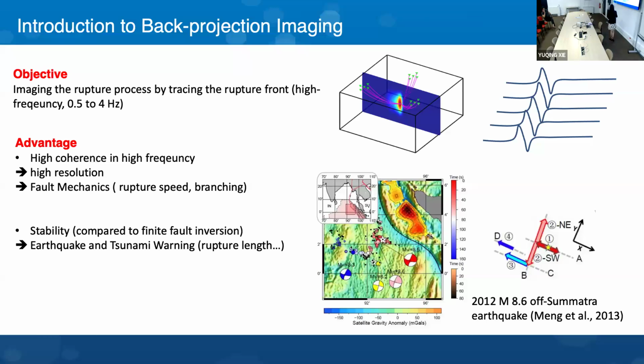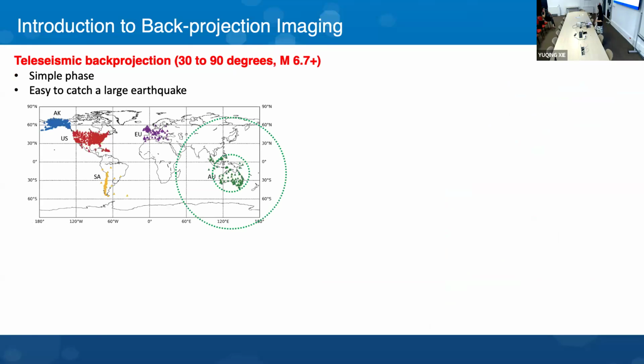Another advantage is that it is a very stable method, because it needs very few parameters. So you can use it to issue a warning, because it can be made automatic very easily. So that's my work in the first 3 months in Geoazur.